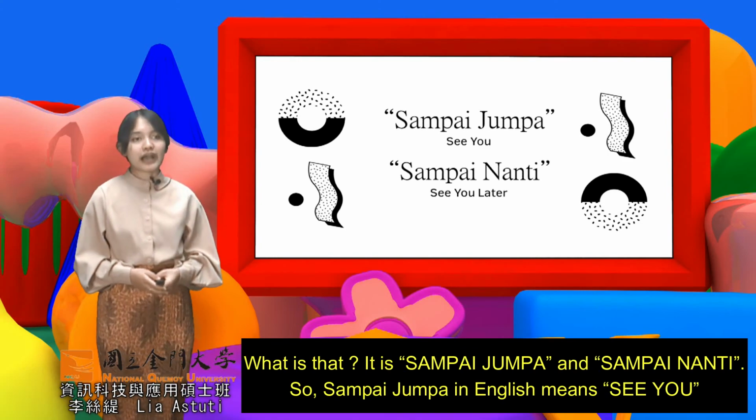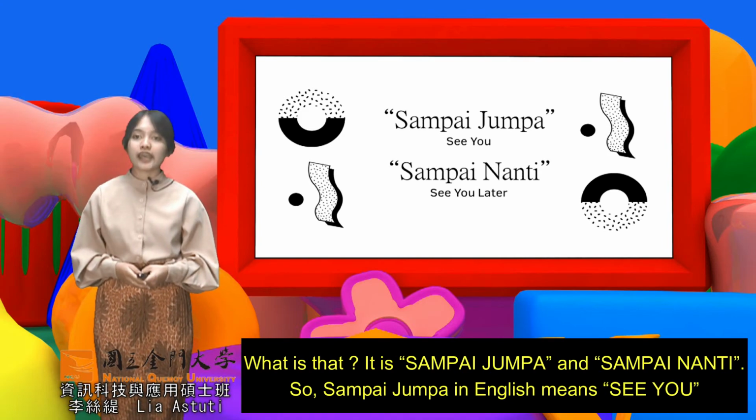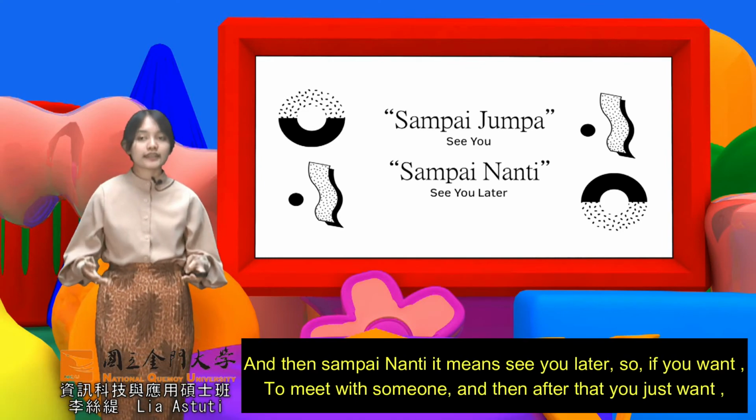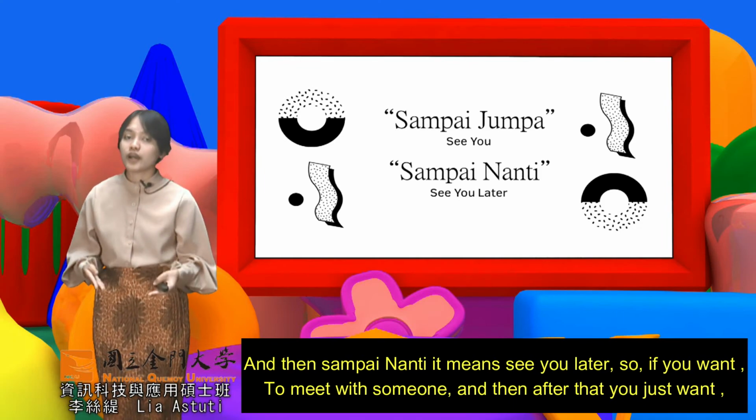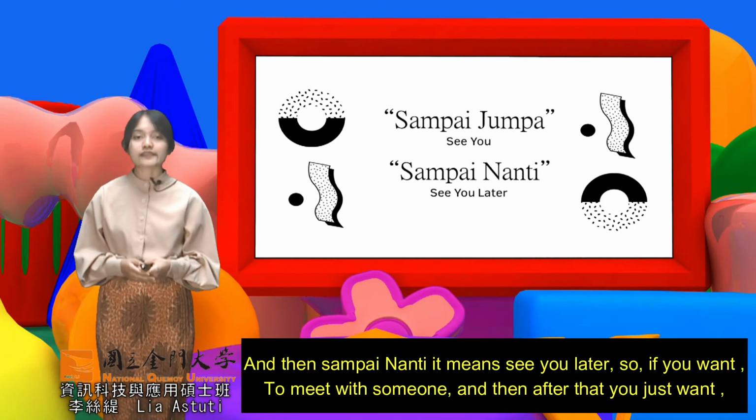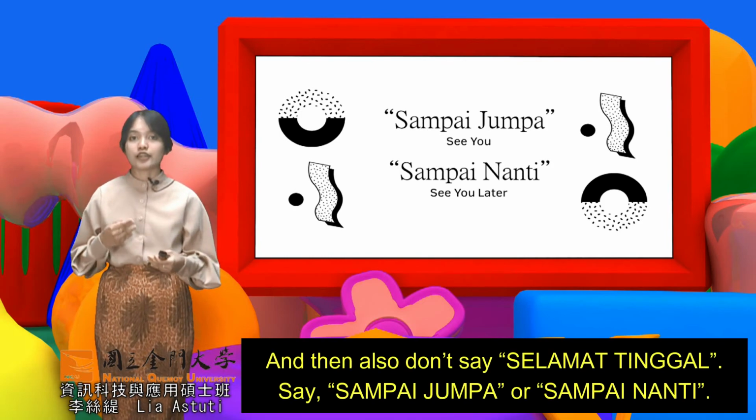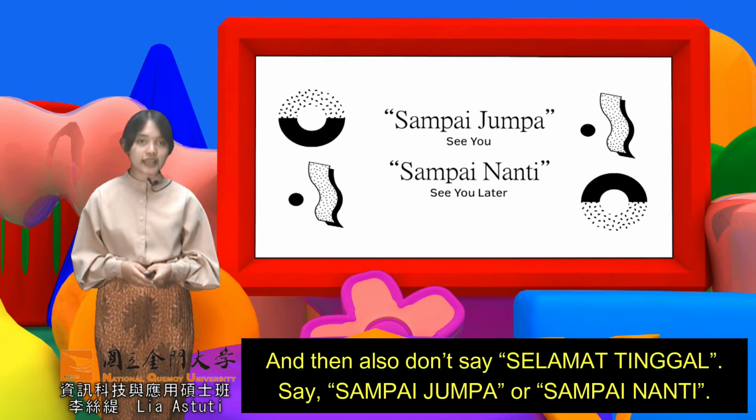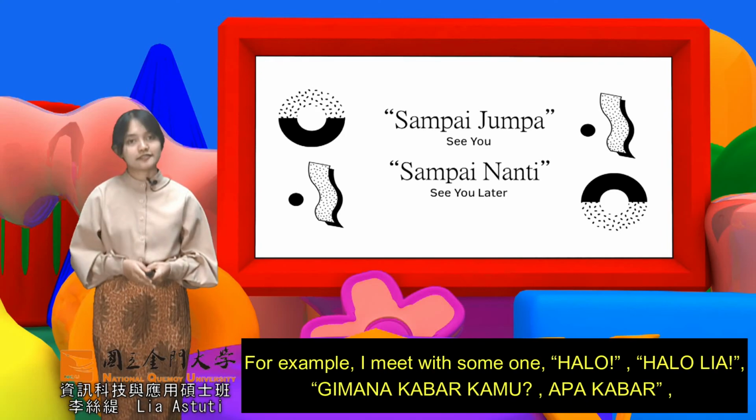Sampai jumpa in English means see you. And sampai nanti means see you later. So if you meet with someone and after you have finished meeting, don't say selamat tinggal. Say sampai jumpa or sampai nanti.